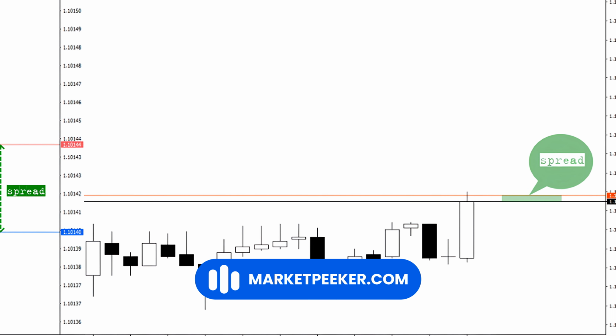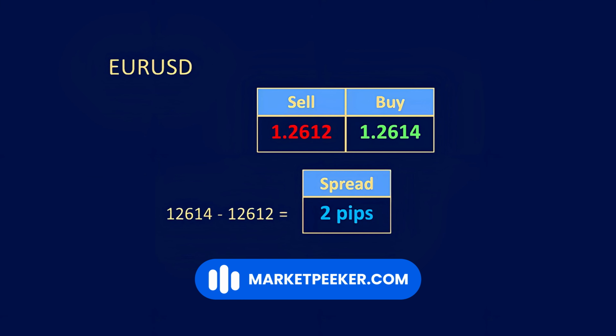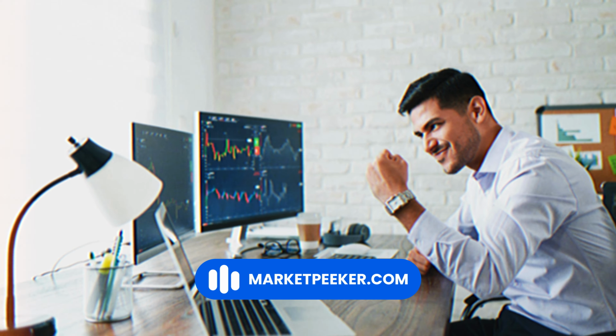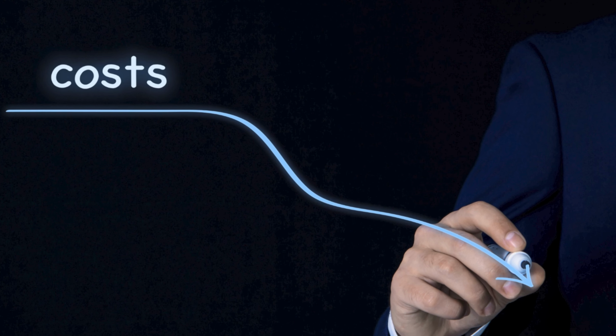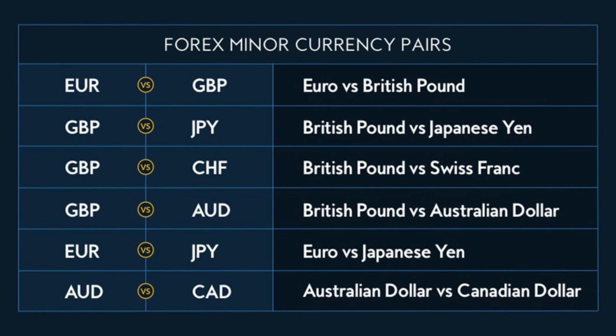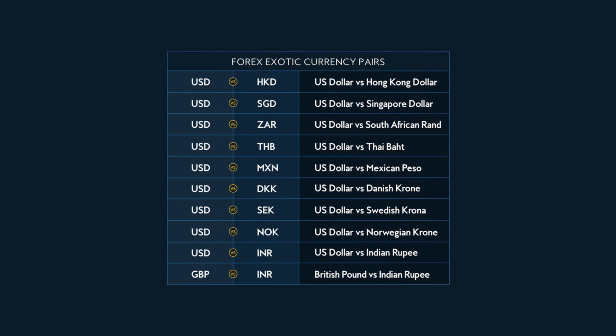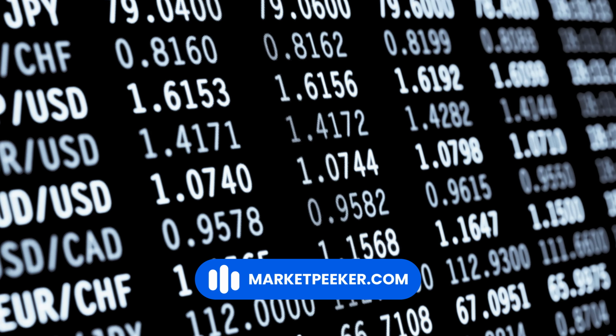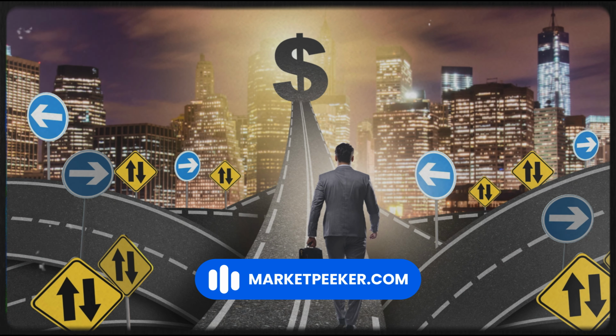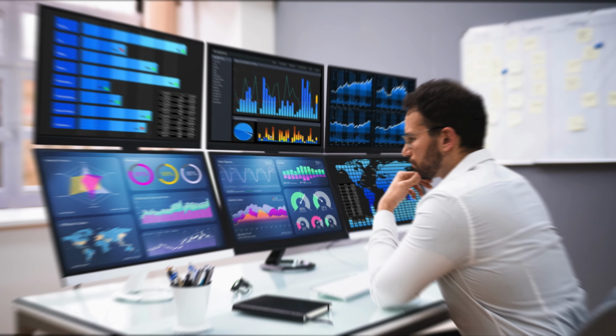Major currency pairs tend to have lower spreads, which is the difference between the buy and sell price. This makes them attractive for traders, as lower spreads can mean lower transaction costs. Also, these pairs are generally less volatile compared to exotic pairs, making them more predictable for traders who prefer lower risk.